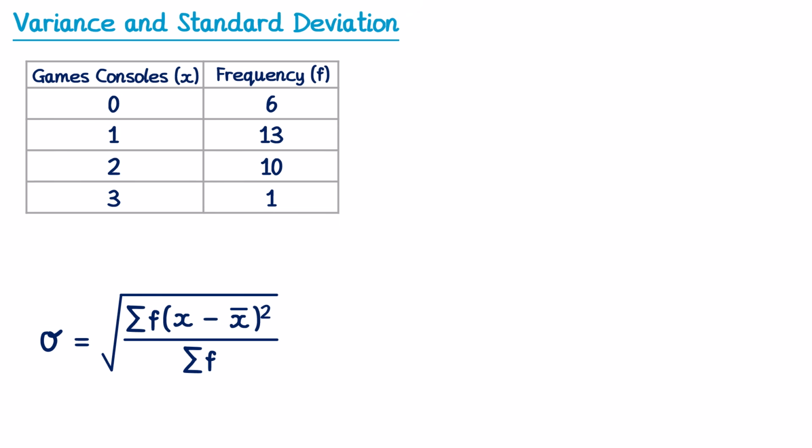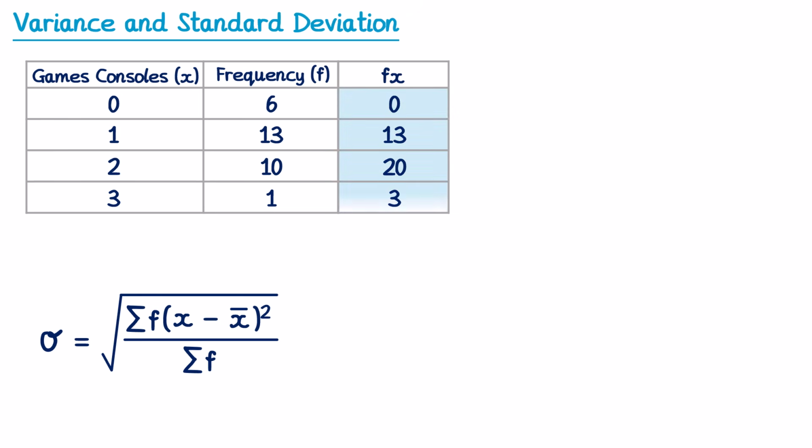The first thing we need to do is work out x bar, the mean. We can do this by adding an fx column, multiplying the games consoles by the frequency, so 0 times 6 is 0, 1 times 13 is 13, 2 times 10 is 20, and 3 times 1 is 3. Then if we add up the fx column, we get the sum of fx, which is 36, and if we add up the frequency column, we get the sum of f, which in this one is 30. Then to find the mean x bar, we do the sum of fx, 36, divided by the sum of f, 30. And for this one, you'll get 1.2. So the mean is 1.2.